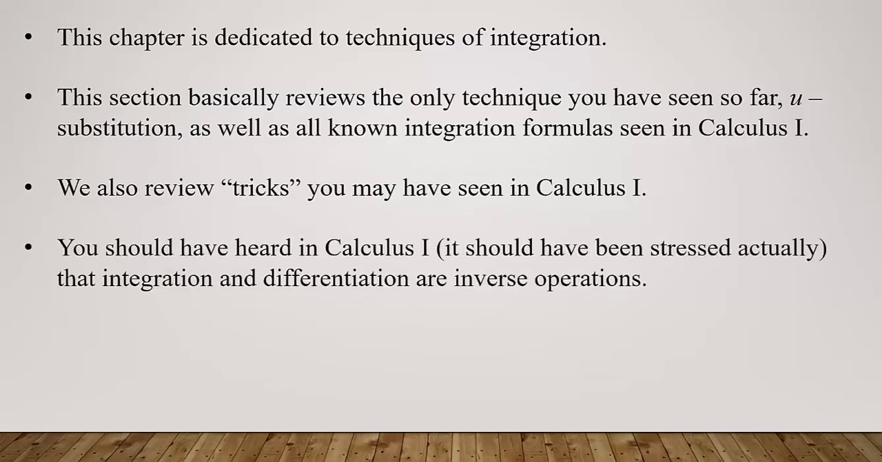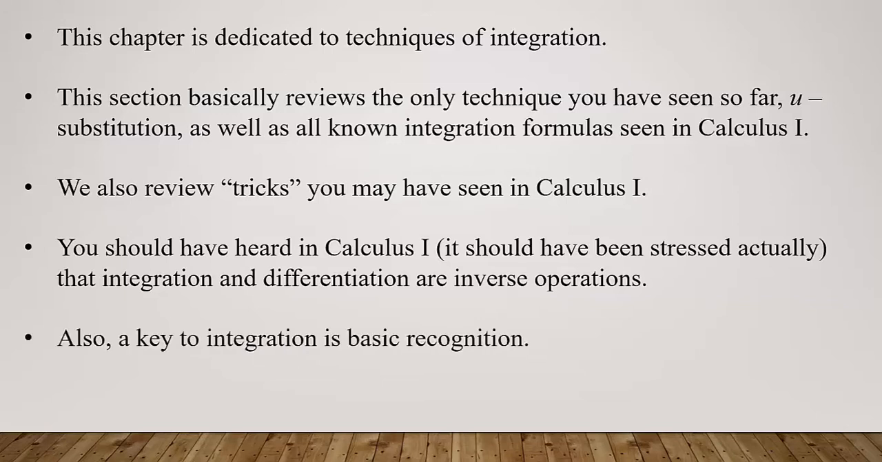And, one more thing here. You should have heard when you were in Calculus 1, and it's something that really should have been stressed, actually, that integration and differentiation are inverse operations. That is, they undo each other. Inverse operations like multiplication and division, addition and subtraction. Big key, huge key to integration is basic recognition.